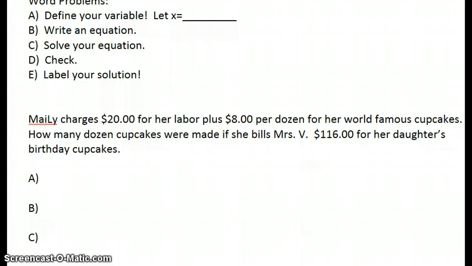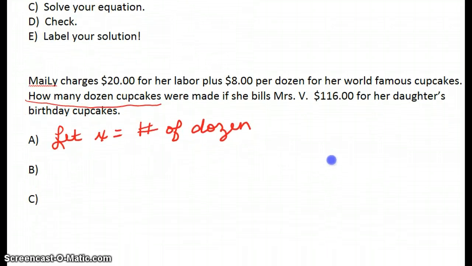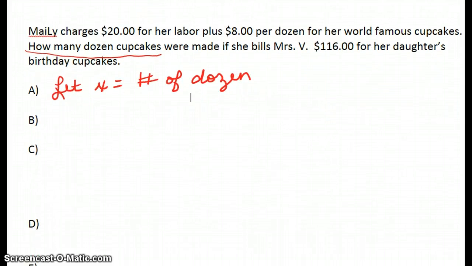Okay, so what are we looking for? Well, there it is right there. How many dozen cupcakes? So let's let x equal number of dozen. And we need to come up with a variable equation. You can solve this a lot of different ways, but without a variable, you're not doing algebra.